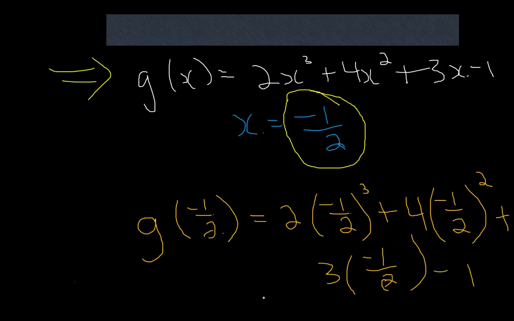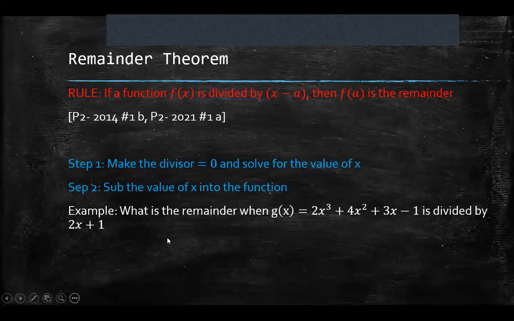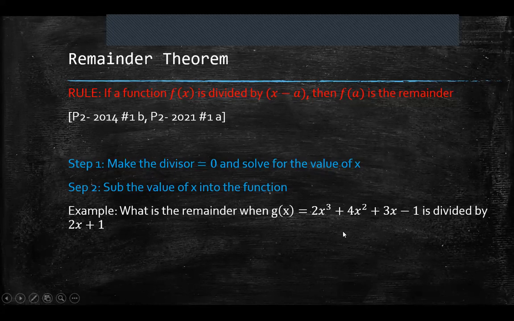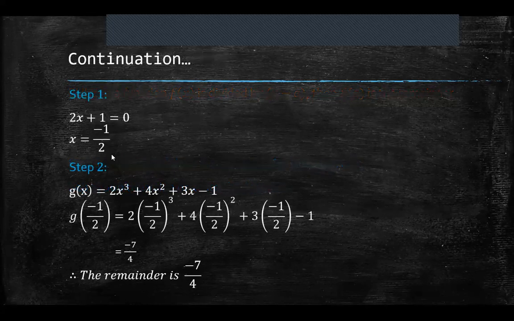Yes, please. If it's not good, let me know. That's what that second step is. Substitute the value of x that you got in step 1 into your function. Wherever you see x in the function, you're going to replace it with the value you got. We got minus a half, so instead of putting x, I'm going to replace it with minus a half.